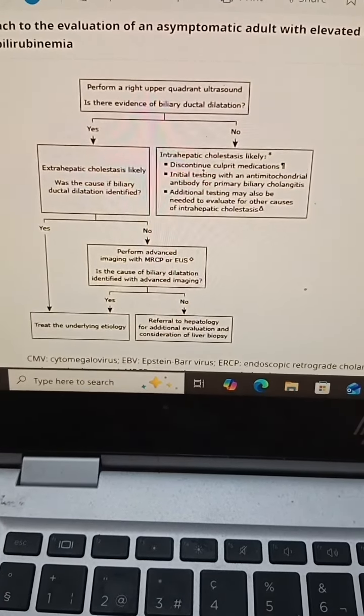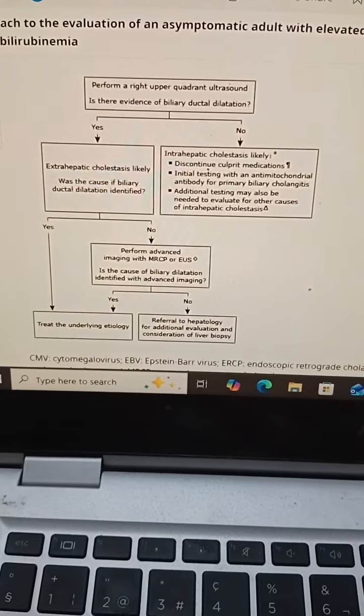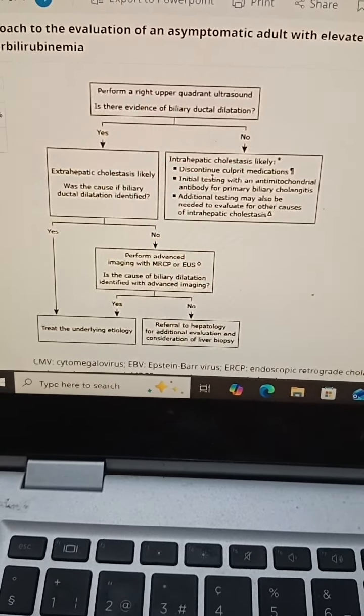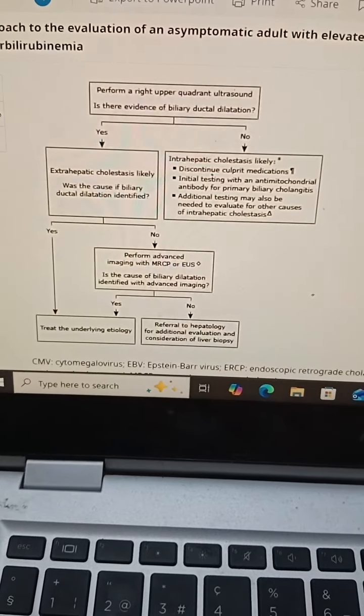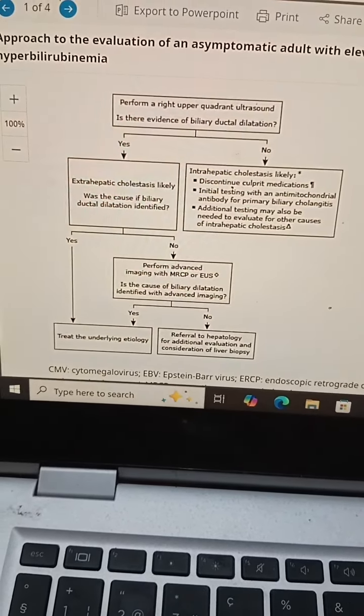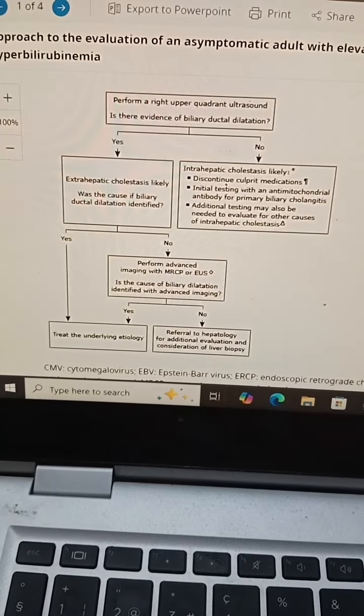of biliary ductal dilatation on the ultrasound? I mean, you see that thing on the ultrasound. If yes, then it is most likely extrahepatic, that you can see it, right? It's not within the liver. The thing within the liver you cannot see. Okay, so if you see that on ultrasound, it's likely extrahepatic cholestasis.